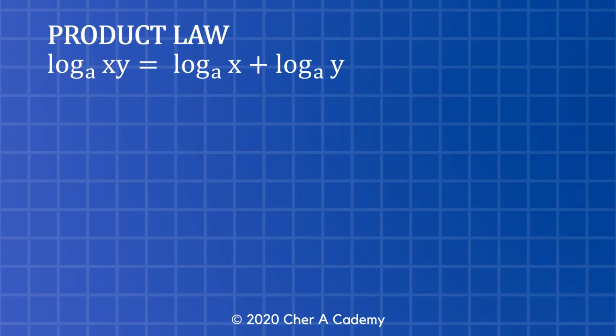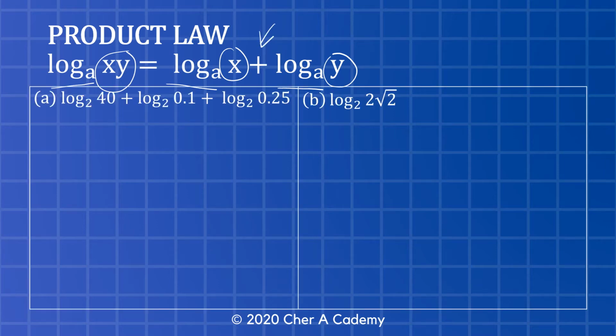So now let's look at the second law, the product law. In the product law, we know that with the same base, log base a, we can actually split out the product x and y by adding them together. So let's look at an example. I have two examples here, example A and example B. We'll start with example A.